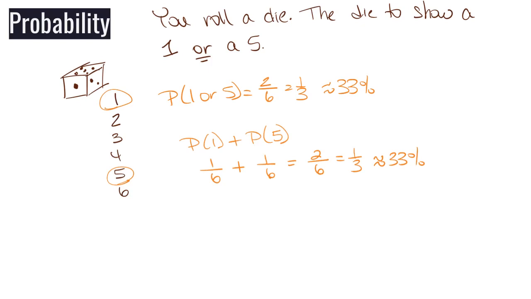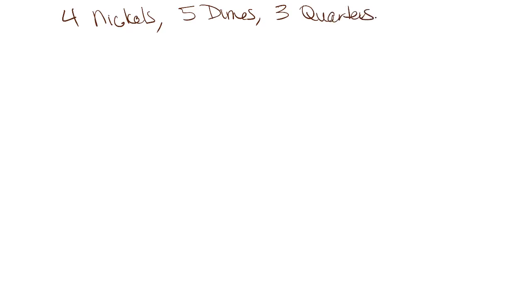All right, let's try another one. So let's say we got a little money in our pocket. It's got a little change in my pocket going jing-a-ling-a-ling. All right, so let's say in your pocket you have 4 nickels, 5 dimes, and 3 quarters. So what are you? You're rich. All right.